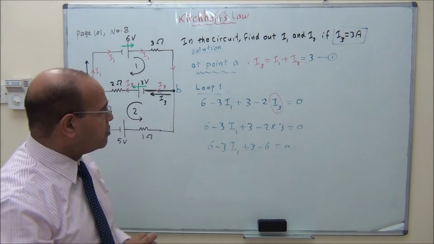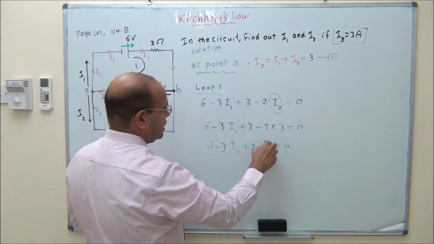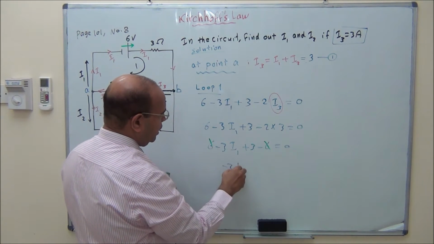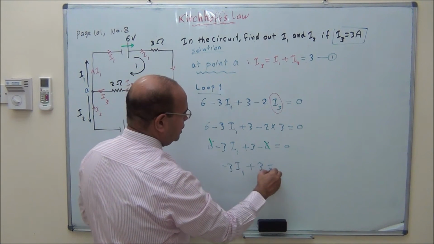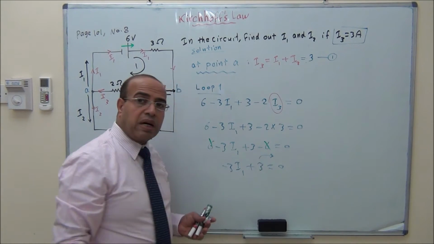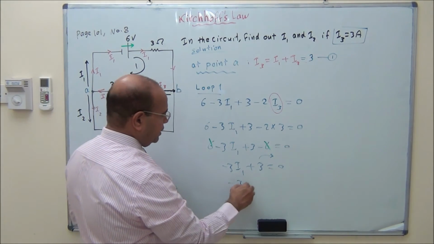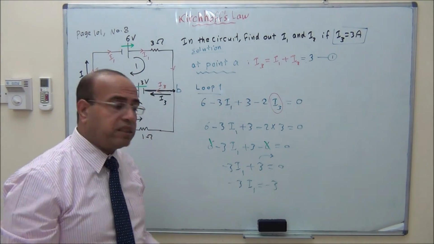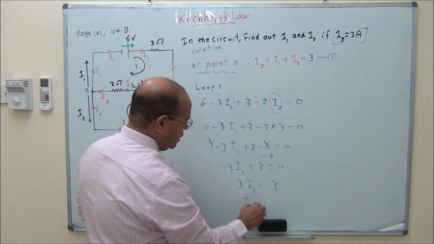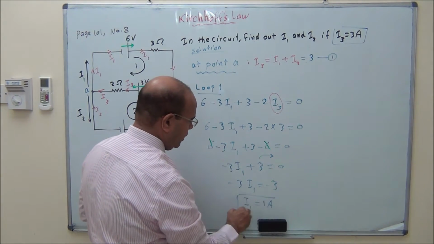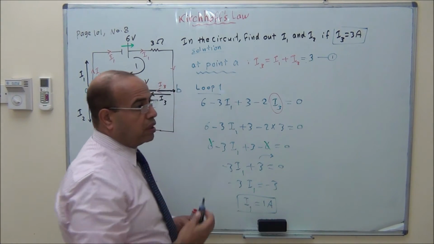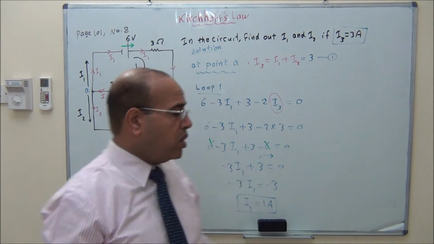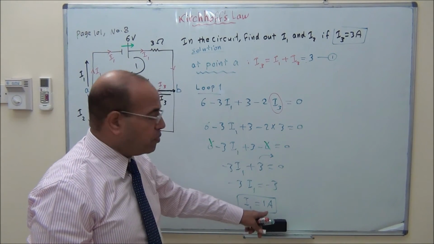We simplify. Positive 6 and negative 6 cancel. Negative 3 I1 plus 3 equals 0. Move 3 to the other side. So negative 3 I1 equals negative 3. Divide both sides by negative 3. So I1 equals 1 ampere. Take care. Because the direction is given, so all the answers must be positive. We found I1 equals 1 ampere.